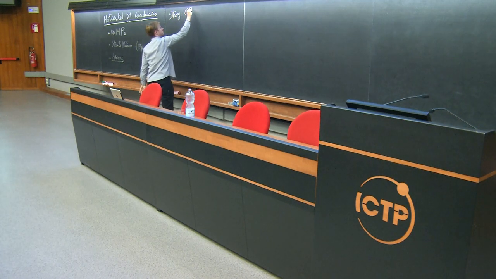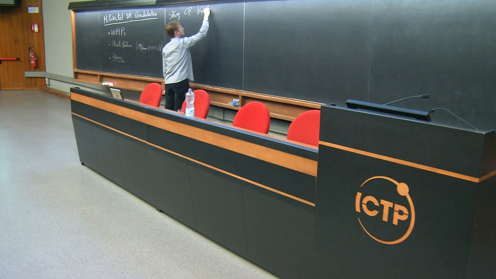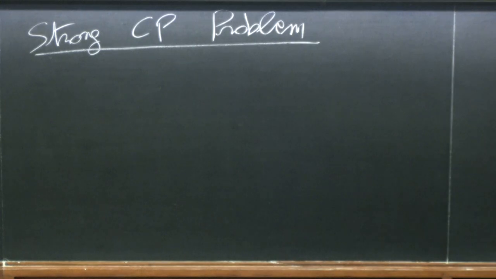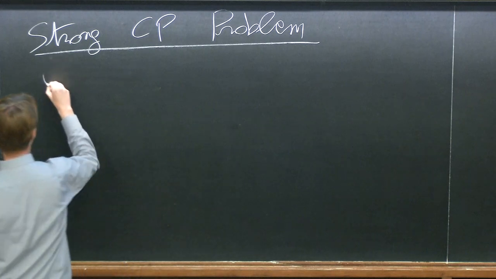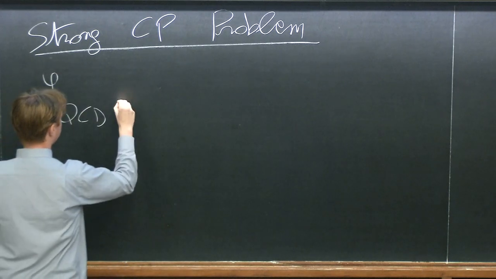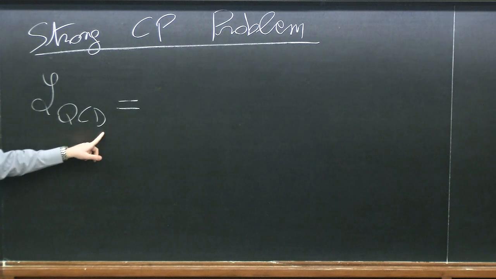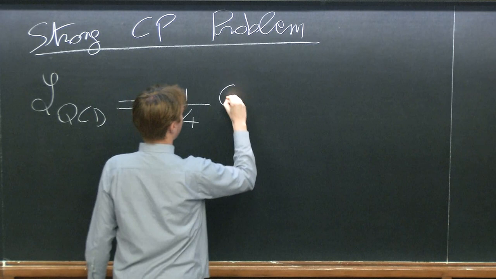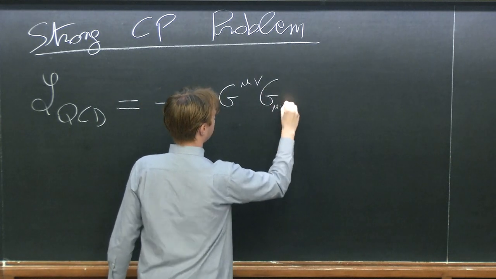the strong CP problem. This is a problem of the standard model, and it boils down to understanding why CP is respected so well by strong interactions. And the best way to introduce this problem is just by looking at the QCD Lagrangian. QCD is quantum chromodynamics, the gauge theory describing the strong force, okay, strong interactions. And the QCD Lagrangian, so let me write that and then I will comment piece by piece.